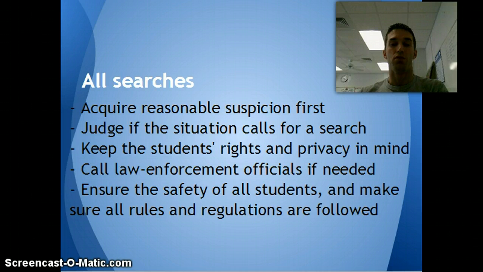Make sure you keep the student's rights and privacy in mind. If the situation gets large enough where you need to call law enforcement, make sure you do so. And make sure you ensure the safety of all the students and make sure all the rules and regulations of the school and the district are followed. If you keep those instances in mind while performing these searches, then you should be okay.